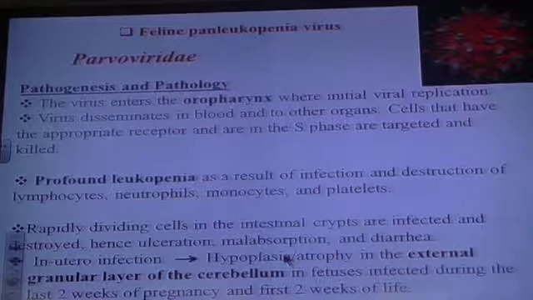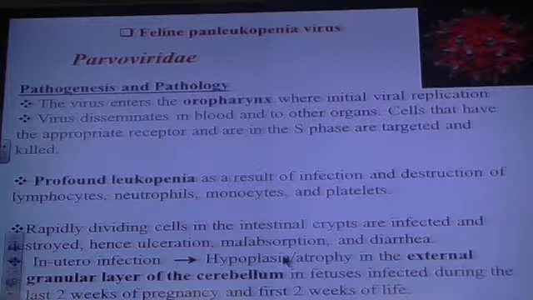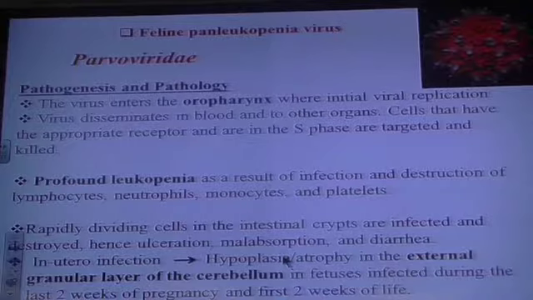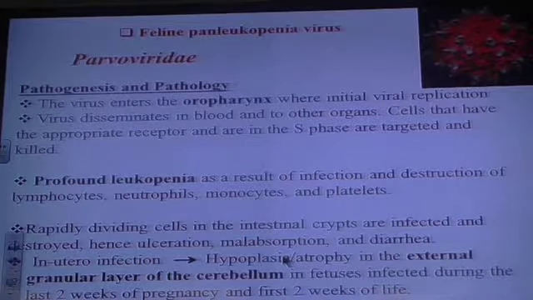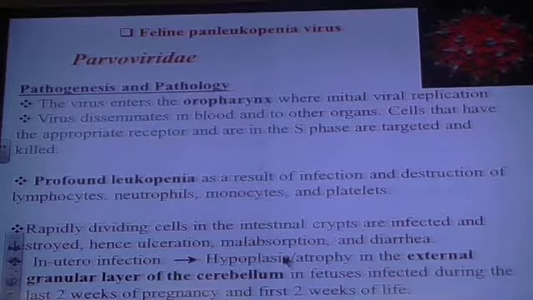And from there, it enters the blood and then disseminates. Now, when it enters the blood, it reaches the bone marrow. It infects the hematopoietic cells. It can reach the intestine, infect the crypts, and cause an imbalance in electrolytes because of the lack of formation of intestinal columnar epithelial cells.